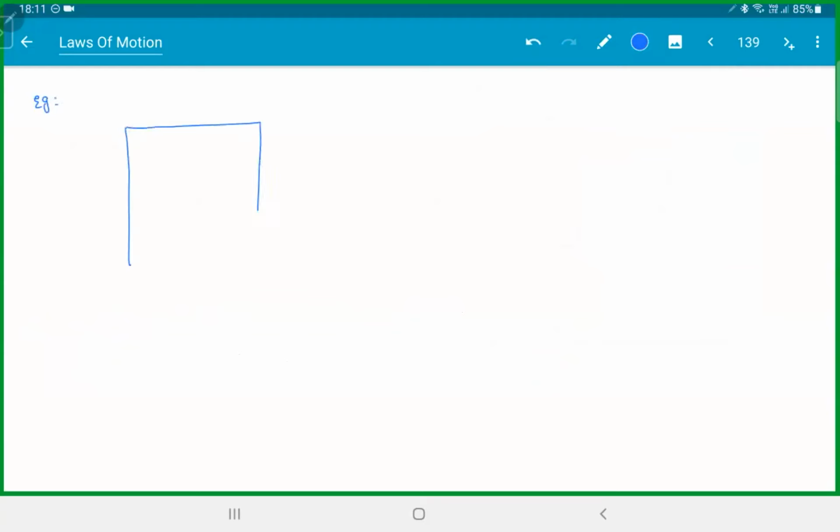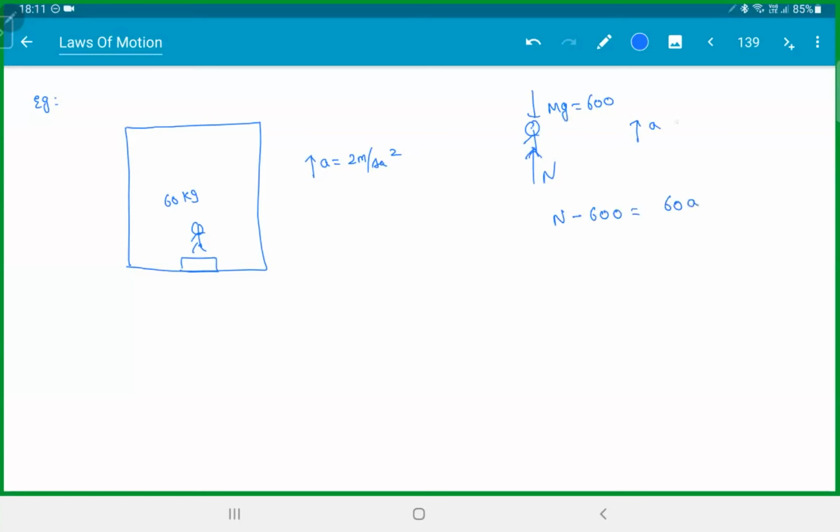So just to give an example, imagine we have a person kept in an elevator. Let's say the person's weight is 60 kg and the elevator is going up with 2 meter per second square acceleration. If you draw the FBD of the man, the normal reaction N, mg which is 600, and acceleration a, we get N minus 600 is equal to 60 into 2. We get normal reaction is 720 newtons. So the reading will be, I'll take g as 10, 720 by g, which is 72 kg.